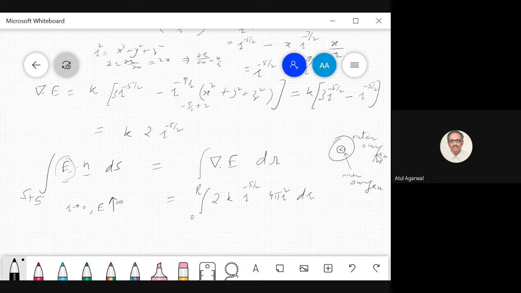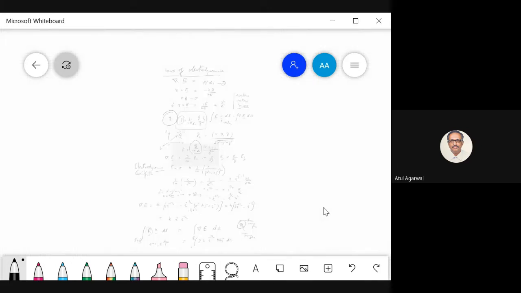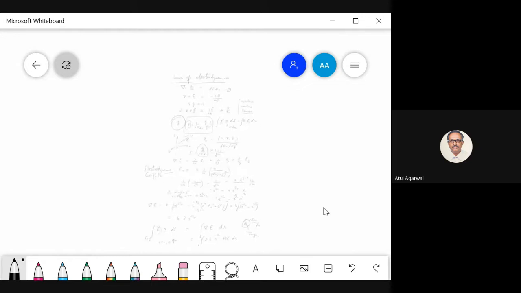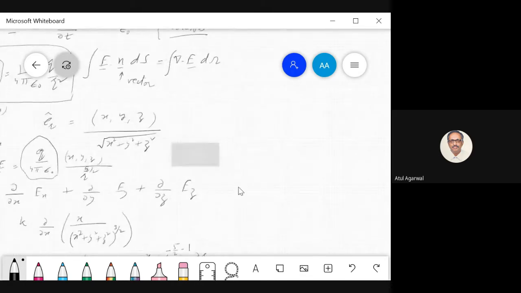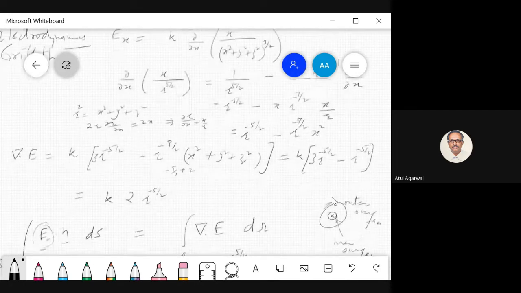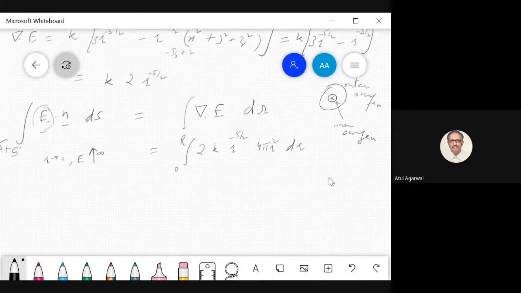Divergence of electric field. So basically my aim is to show you this divergence theorem. I am not after showing you the laws of electrodynamics. Now you have to integrate this excess stuff. Okay, I don't mind doing it. R minus 5 by 2 plus 2, what do you get? Minus 1 by 2.